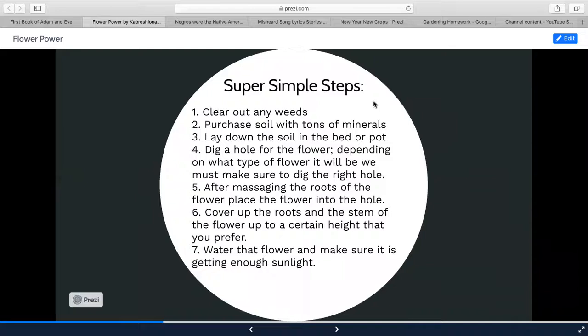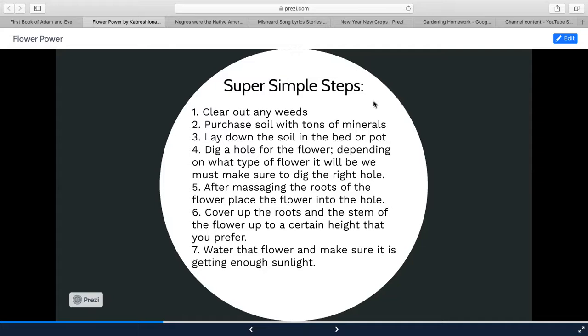So, before we dive into the different types of the flowers, though, we need to talk about how to prepare to plant these flowers, right? How to plant flowers. And what that means is we need to be able to clear out the weeds. You can't grow anything new on soil that is, you know, tainted by old things, right? So clear out the weeds. Next, we have to purchase soil that has tons of minerals, right? Lay down the soil in the bed or the pot that you're going to be planting it in. Dig a hole for that flower, depending on what type of flower it is, right? Because depending on what type of flower it is, you'll be able to know what type of hole you need to dig, a deep one, a wide one, a shallow one, depending on the flower, right?